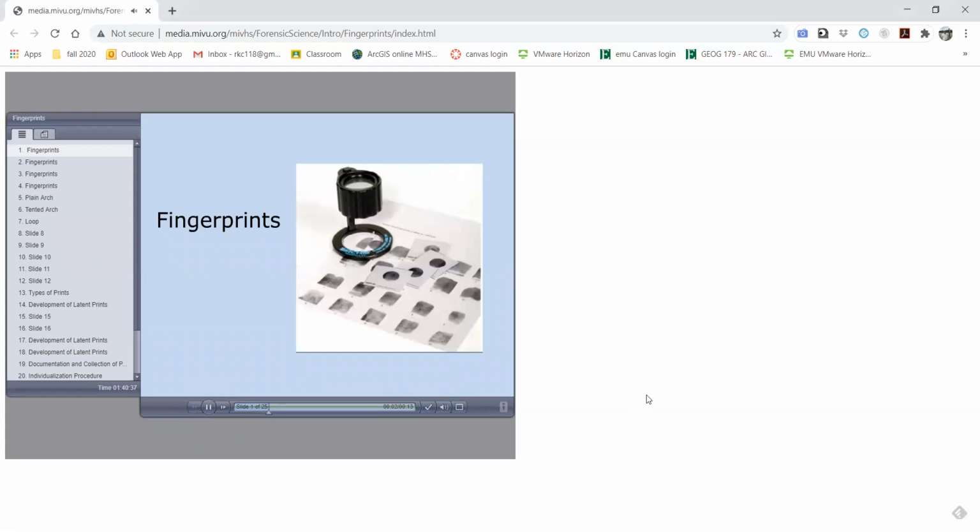Today we'll start our study of fingerprints. You will probably need to watch this presentation more than once, and you'll need to take some time and really compare it to the websites because this is packed with information.